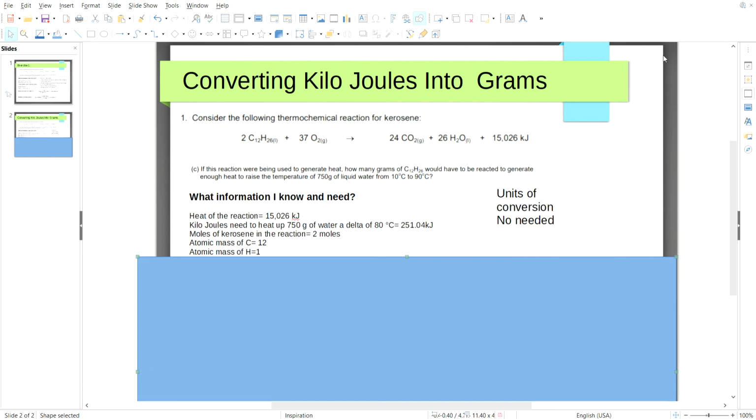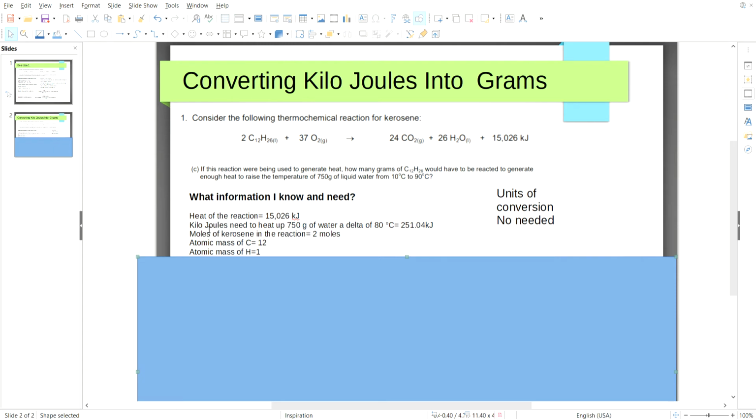As you're seeing, guys, there's no unit of conversion we need, because all of them are going to be found through the exercise itself. Check the first part, guys, what information we know and need. We know already what the heat of the reaction is. It was given by the thermochemical formula.